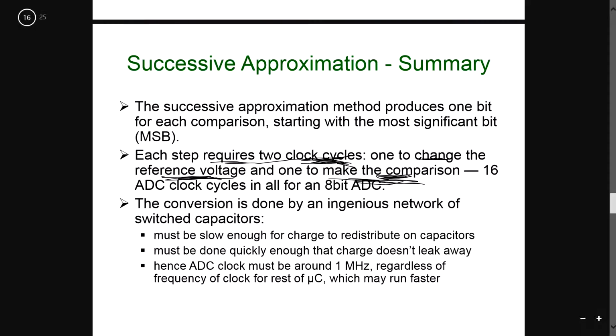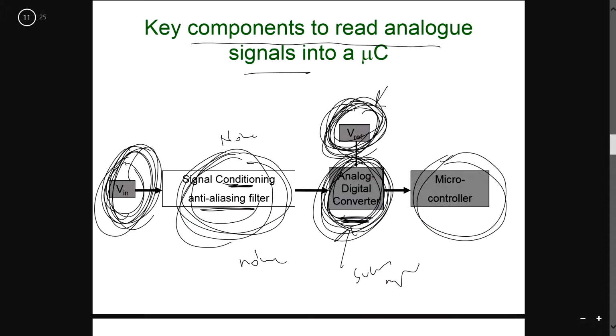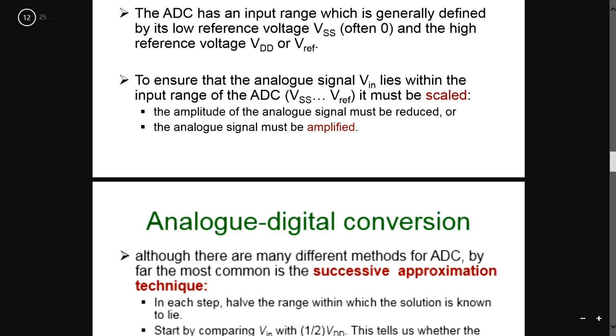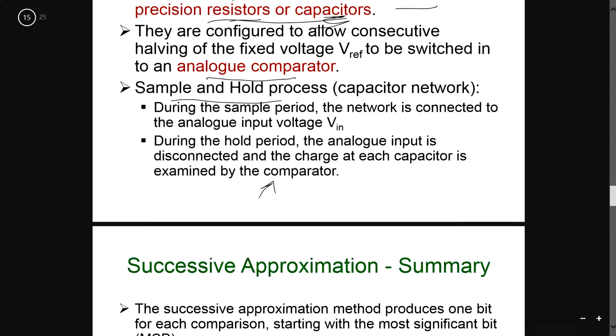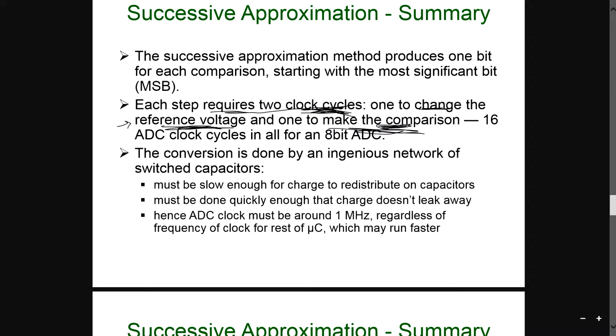So one clock is to change the reference voltage, which we have said is a reference signal, while the other is to compare between your reference signal and your V in over here. I hope this is pretty clear. The clock cycles mean one per bit, so 16 ADC clock cycles in an 8-bit ADC. So 8-bit uses 16 clock cycles. Think about it.